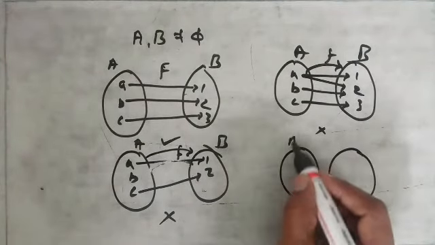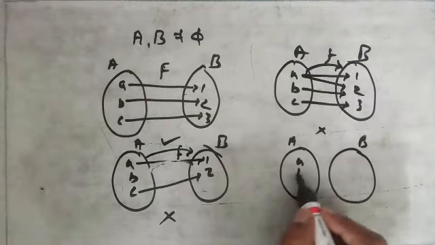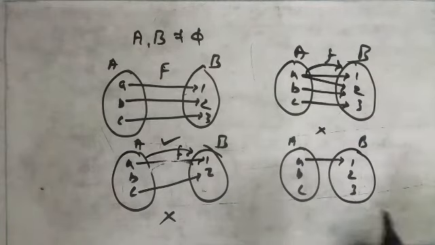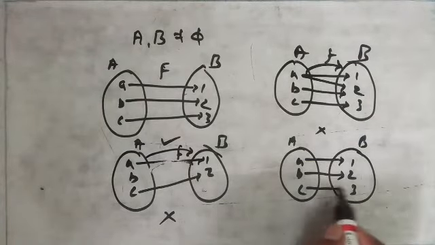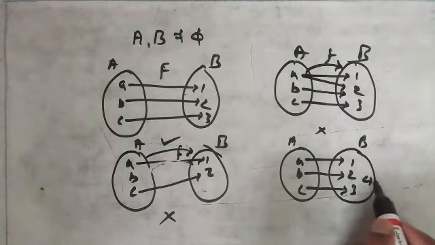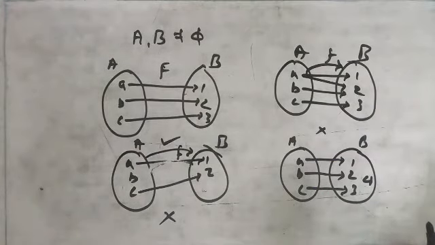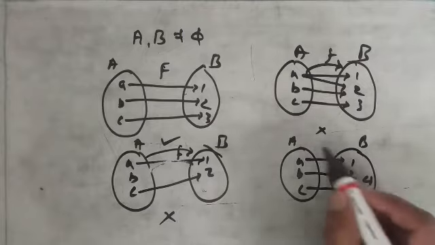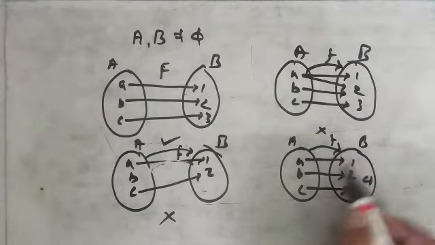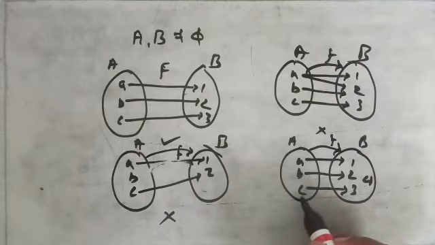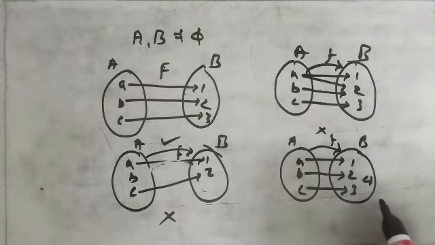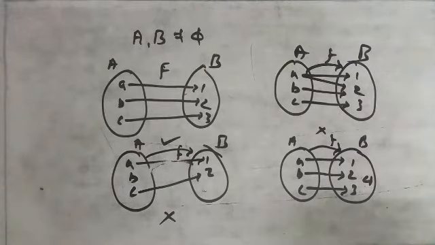Same, if we take a relation A to B, where A is associated with 1, B with 2, and C with 3, and take one more element 4, then what do you say about this relation? Already, this relation is a function because this relation F associates every element of the first set with a unique element of the second set. So this is a function. Clear?